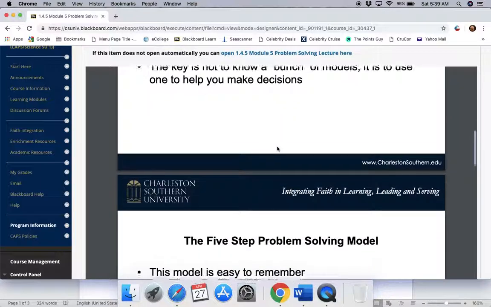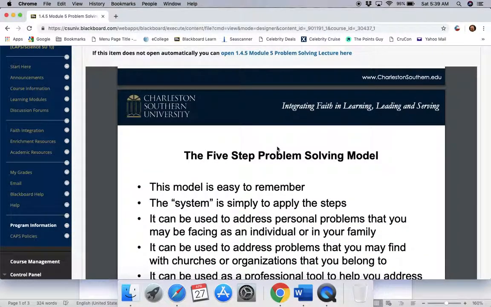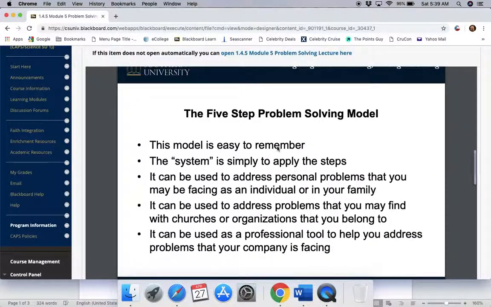And so what I'm going to do over the next few weeks is I'm going to overview for you a 5-step problem solving model that you will be able to use as you go through your life, but also as you go through this course, because you'll see in a minute that you're going to be working on a problem solving case study over the next few weeks.